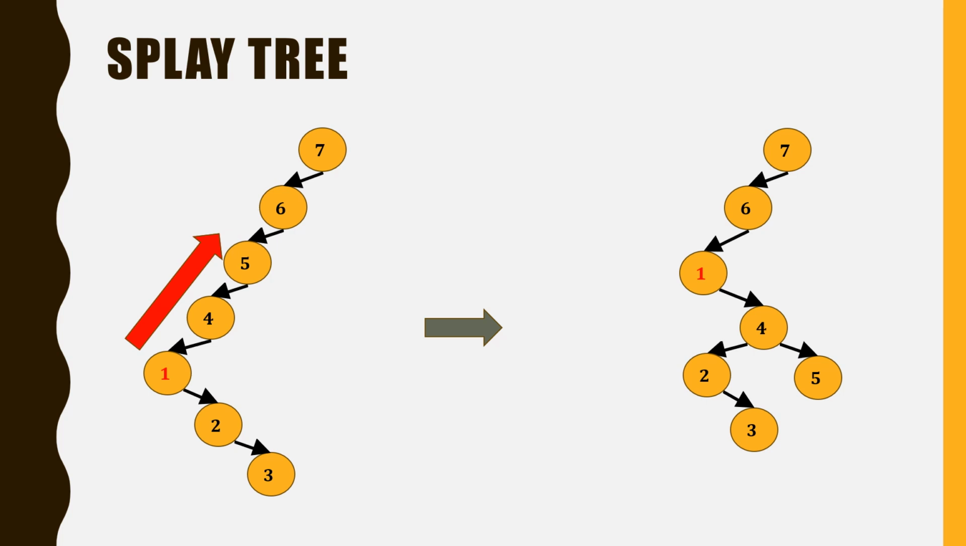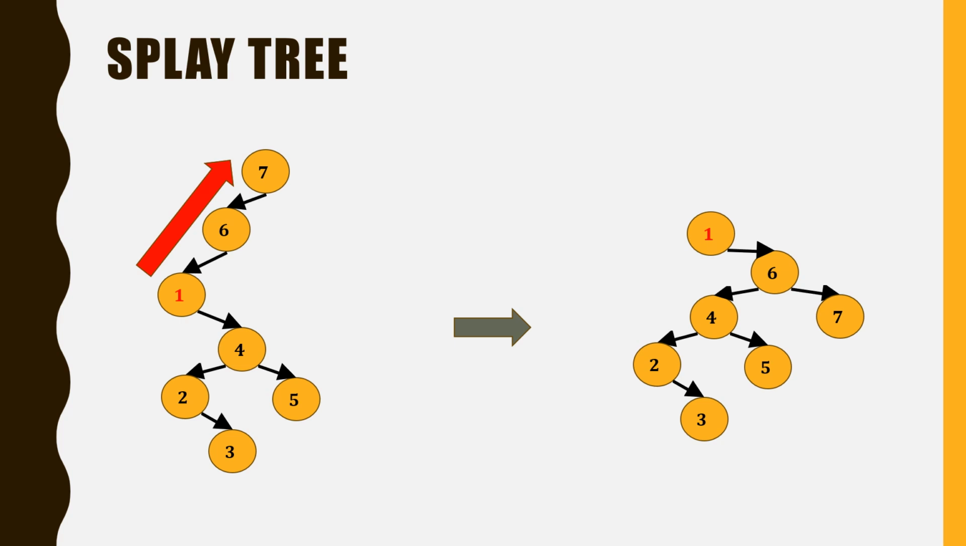Next, we identify another zigzag case and perform the corresponding splaying operation. This operation lifts node 1 even closer to the root. Finally, we encounter one last zigzag case. After performing the splaying operation, node 1 is lifted to the root, completing the data access operation.